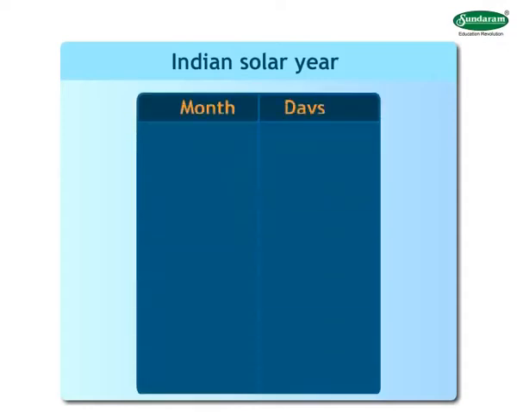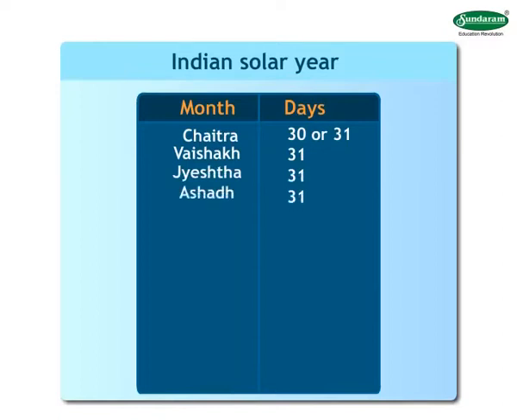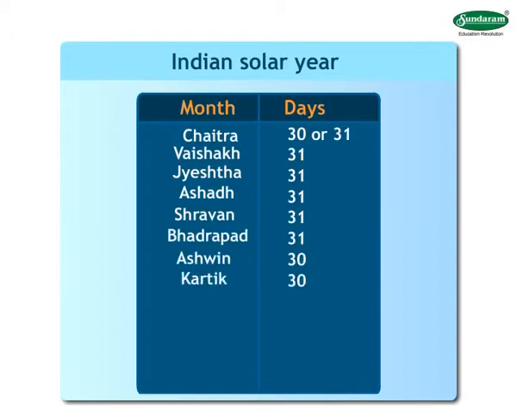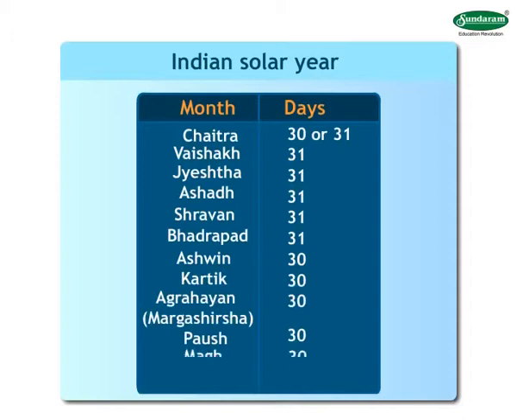They are Chaitra with 30 or 31 days, Vaisakh with 31 days, Jyeshtha with 31 days, Ashadh with 31 days, Shravan with 31 days, Bhadra or Bhadrapad with 31 days, Ashwin with 30 days, Kartik with 30 days, Agrahan or Margashish with 30 days, Posh with 30 days, Magh with 30 days, and Falgun with 30 days.